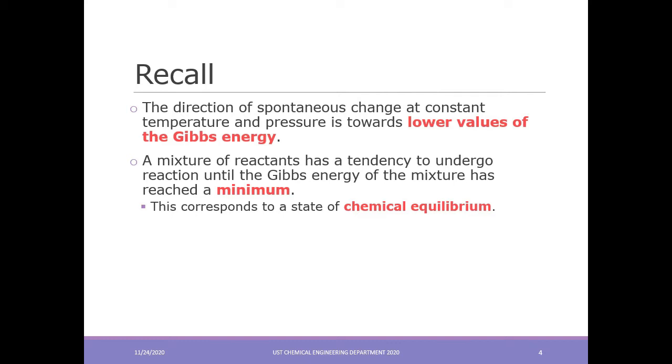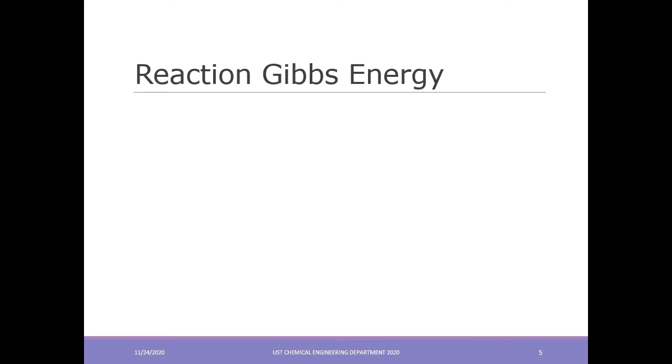So to identify the equilibrium composition of a certain reaction mixture, the Gibbs energy of the mixture is calculated and the composition that corresponds to the minimum Gibbs energy is determined. Now, how do we determine the minimum Gibbs energy?